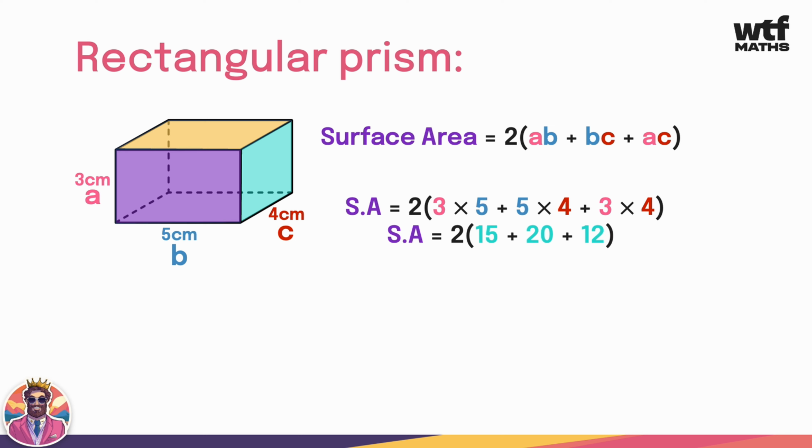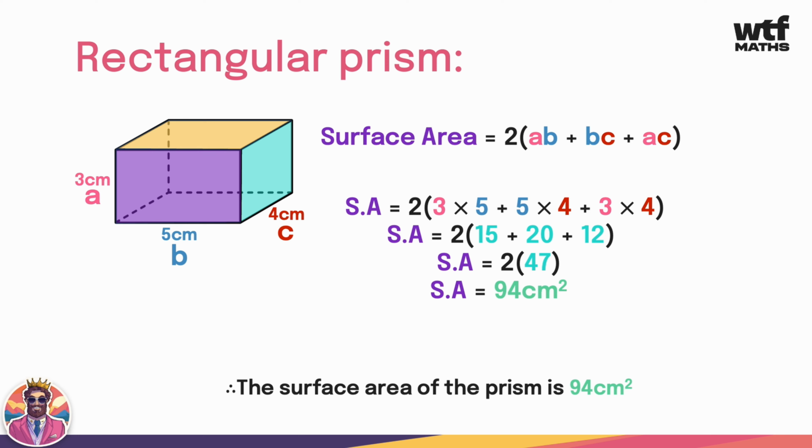So this ends up being 15 plus 20 plus 12 on the inside, which ends up being 47, and 2 times 47 is 94 centimeters squared. So, just by using this formula and labeling the sides A, B, and C, I can get the answer quite quickly, and so the surface area is going to be 94 centimeters squared.